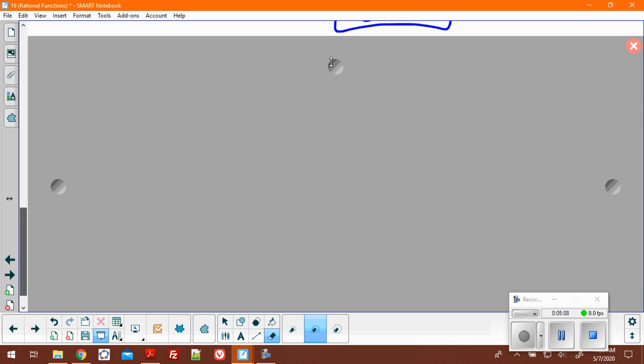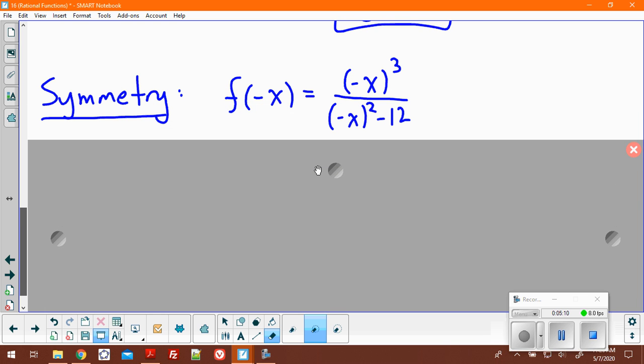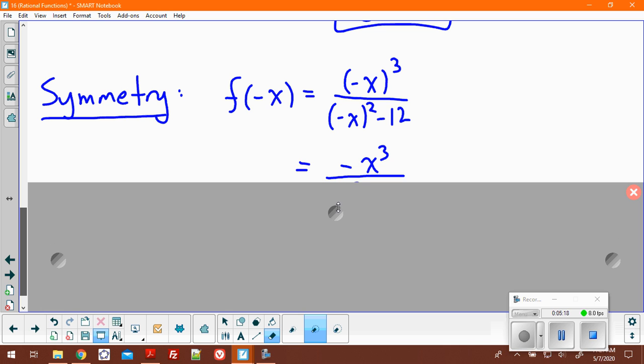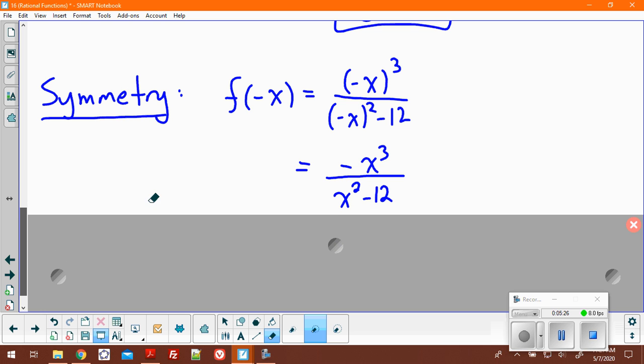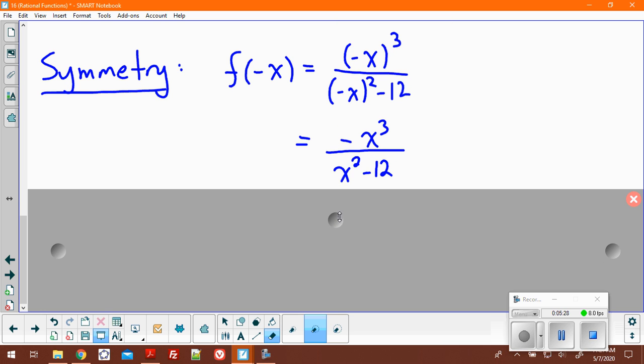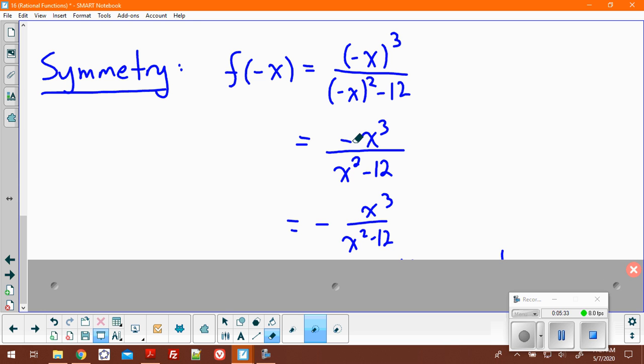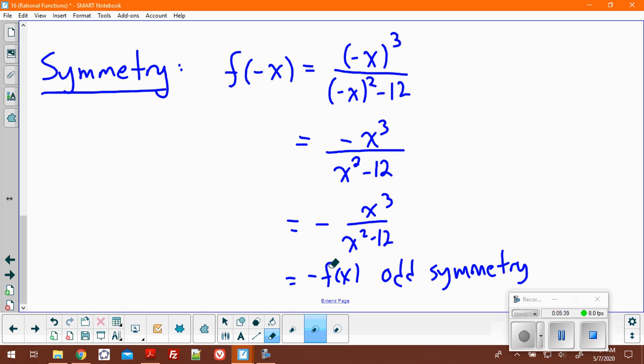Our next thing to check for is symmetry. We're going to substitute in negative x and see what happens in our function. In the numerator, I'm going to get negative x cubed. I have three negatives, so it'll stay negative. In the denominator, the x squared removes the negative. But I can pull that negative out in front of the function. This negative can just sit out front. So that means that I have odd symmetry. This is the negative of the original function, so this will have odd symmetry when we get to that point.